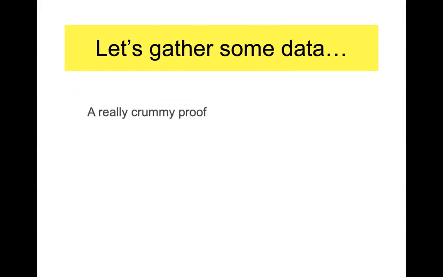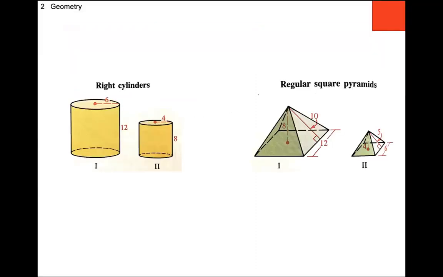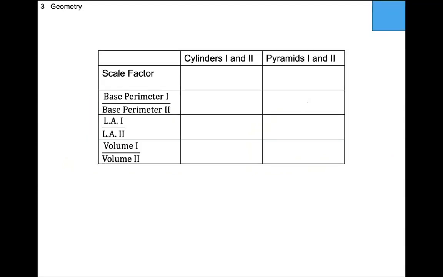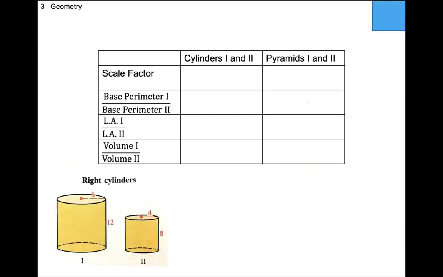So let's gather some data. This is a really crummy proof, but it's the proof that we're going to use. I've got 2 examples here, the first with 2 right cylinders, and the second with 2 regular square pyramids. I'm going to have a little table here, with a column labeled cylinder 1 and cylinder 2, and a second column labeled pyramid 1 and pyramid 2. We'll do each one of these columns one at a time.